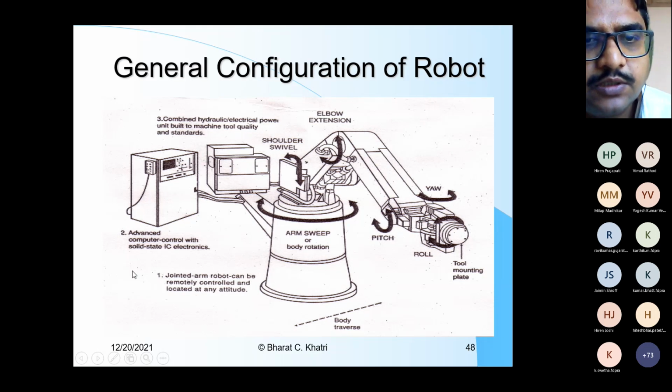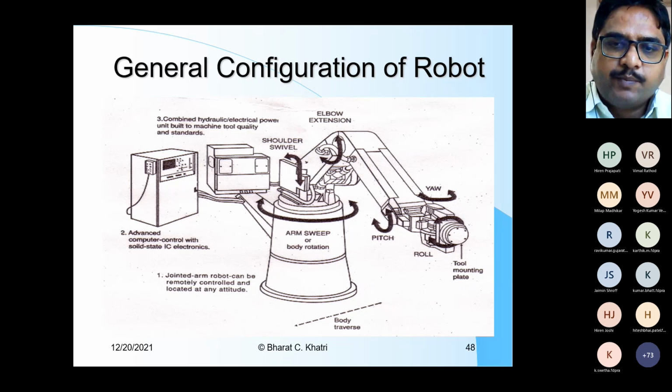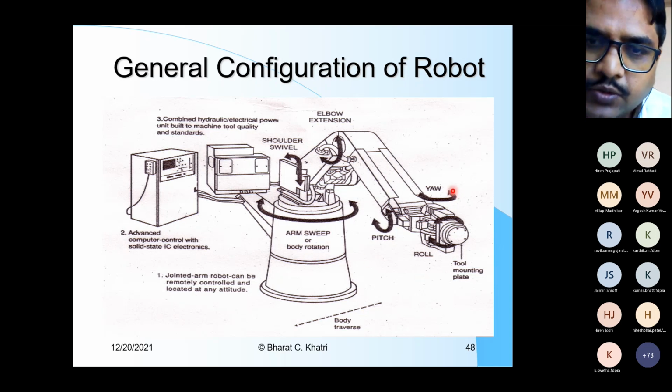General configuration of the robots. Here you can see the fixed body robot, which can swing the arm from the base. There is shoulder swiveling, elbow extension, and 3 motions at the wrist. If you look at your hand and wrist, you will find the wrist has 3 motions. It can pitch, it can roll, it can yaw. All 3 are given in this configuration: pitching, rolling, and yawing motion of this robotic arm. And here the end effector is where you can mount the tools and other things.